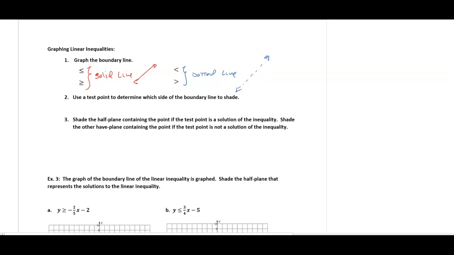So once we graph our line, then what we're going to do is use a test point to determine which side of the boundary line to shade, right? If possible, use (0, 0). That tends to be the easiest test point to use, okay? But you can use any point on one side of the boundary line. If the test point makes a true statement, you shade that direction. If it makes a false statement, you shade the opposite direction, okay? So let's take a look here.